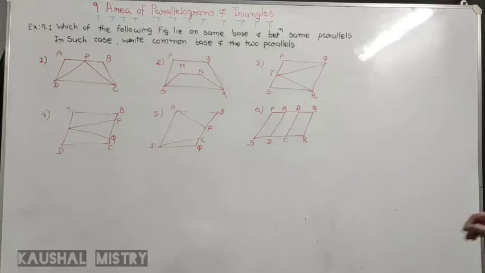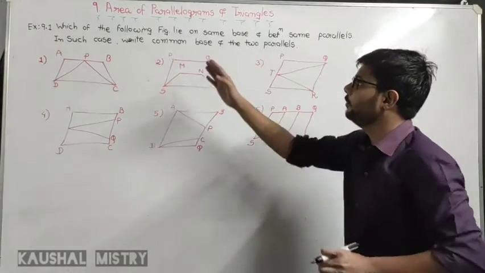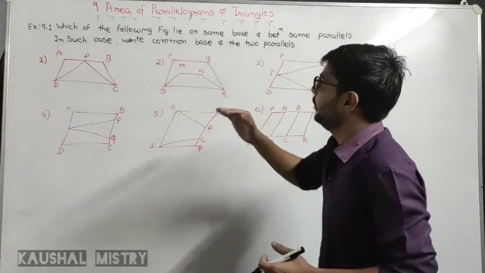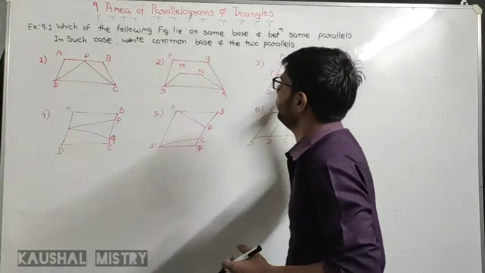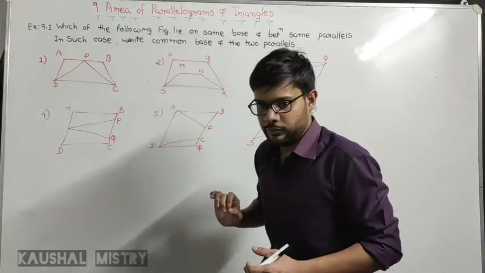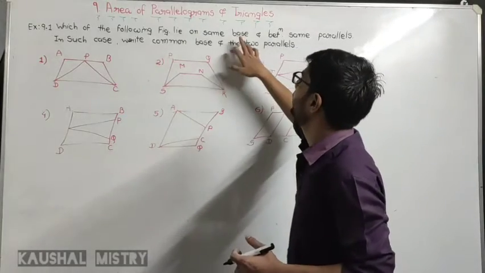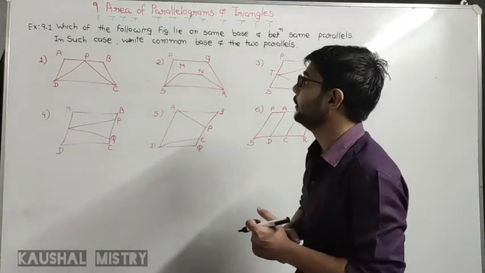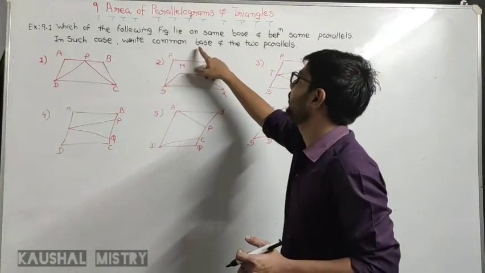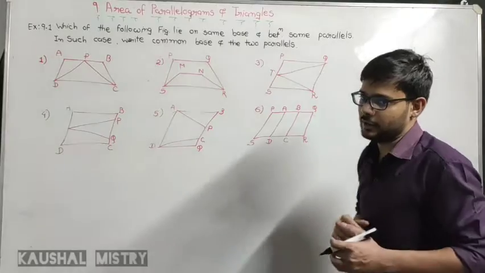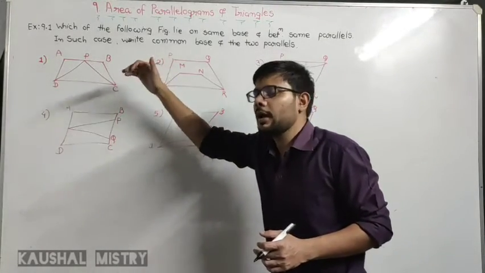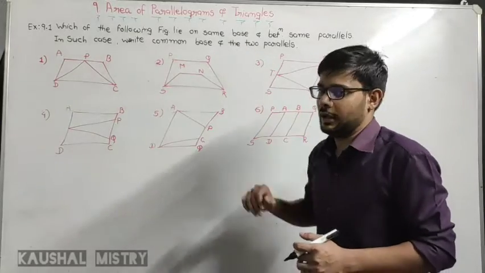Now exercise 9.1, which of the following figures lie on the same base? That means in which of these the base is the same, in which two figures, and between the same parallels. It has to be between the same parallel lines. In such a case, we write the common base and two parallels, right? So in this figure we have to write the common base and parallel line, right?